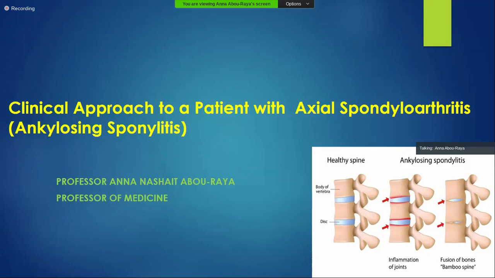And we have to pick up our patients early. Once we identify our patient as having axial spondyloarthritis, then you have to do your imaging. We do a plain X-ray, we do an MRI, we do the HLA-B27, ESR, CRP, and afterwards we manage our patient, as I said. So this is what I want you to take from the clinical round.